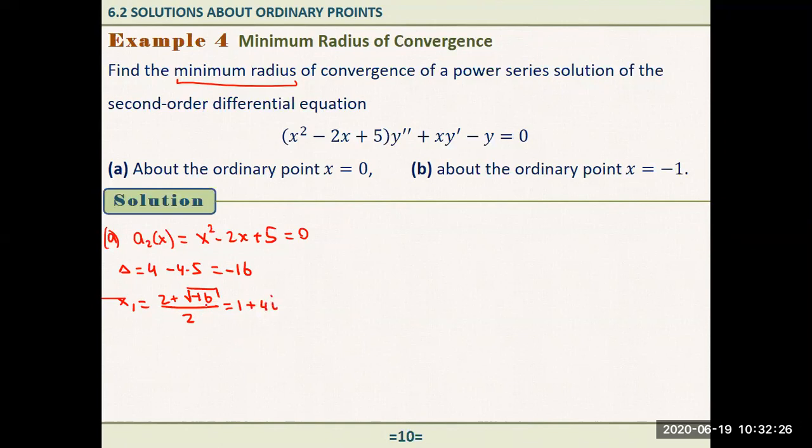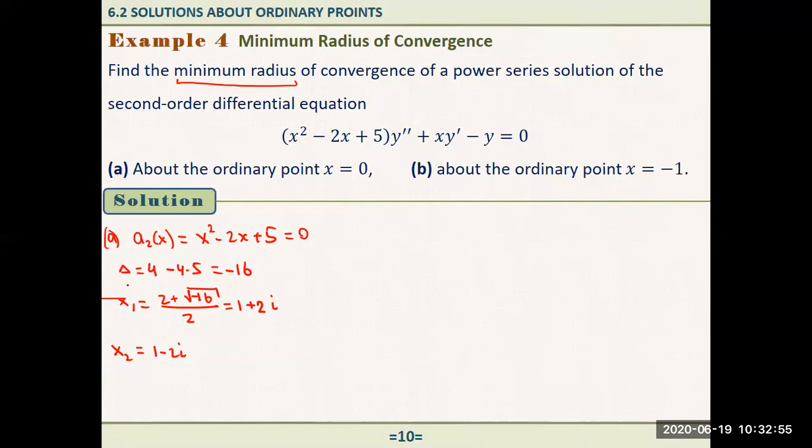Actually, we divided by 2, right? Here we have 1, and here we have 4 divided by 2, so it should be 2 here: 1 plus 2i. Then also we know that if the roots of a quadratic equation are complex, the roots are conjugates of each other, right? The second root would be 1 minus 2i.